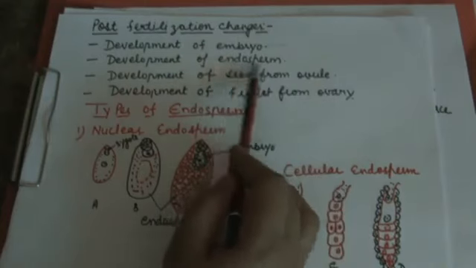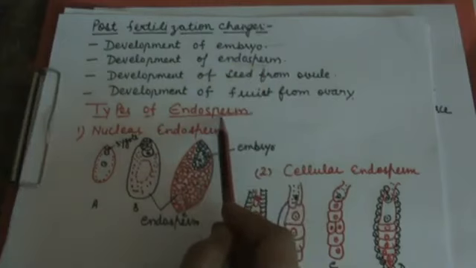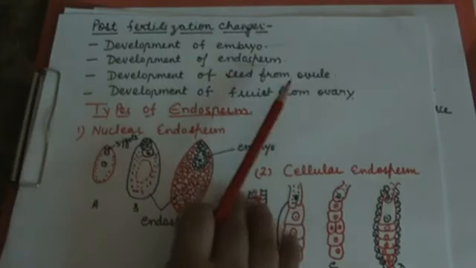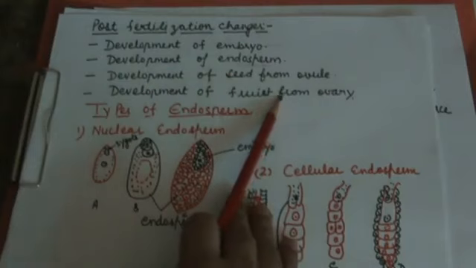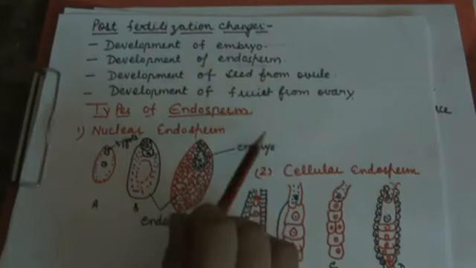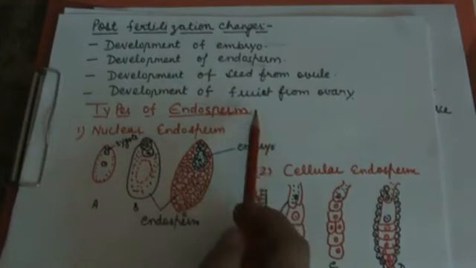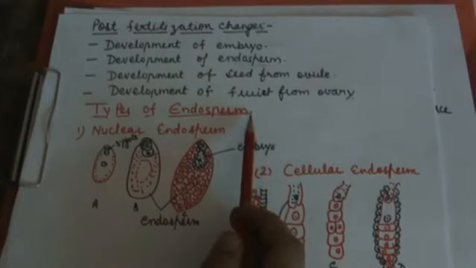Firstly, we will discuss the endosperm and its development. What is endosperm? Endosperm is the food-laden tissue formed during the development of angiosperm seeds that provides essential nutrients to the growing embryo and also to the young seedlings at the time of seed germination.